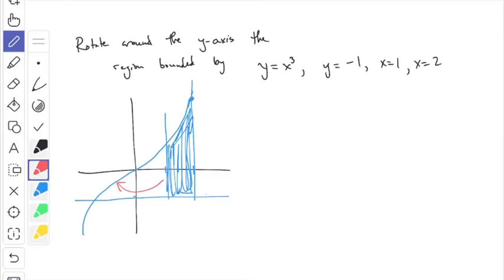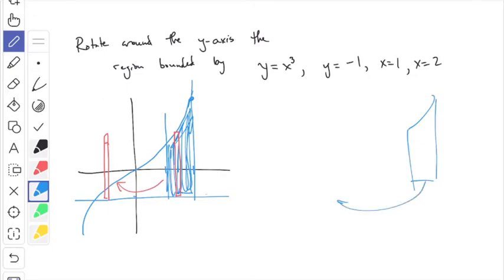The idea behind the shells is to cut out a little rectangle like this and rotate that little rectangle around the y-axis, right? This is the whole point of the shells method. The washers for this one would be harder and kind of impossible, because the washers would look like, here's my shape, right? And it spins around this way.